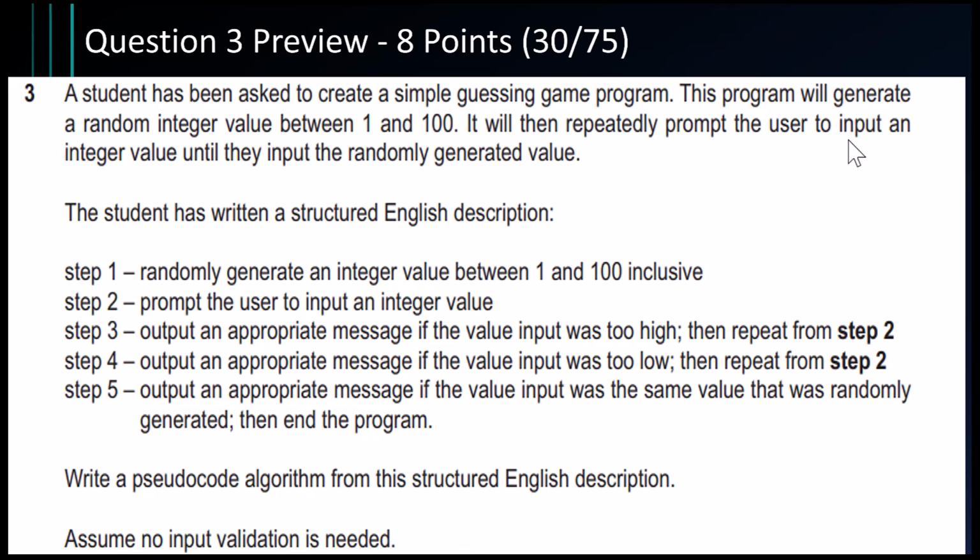They don't give us a procedure name here at all, so all we have to do is write the algorithm. You do have to declare variables. Now, we know we're randomly generating an integer. You may be saying, oh my, what is the pseudocode for that?